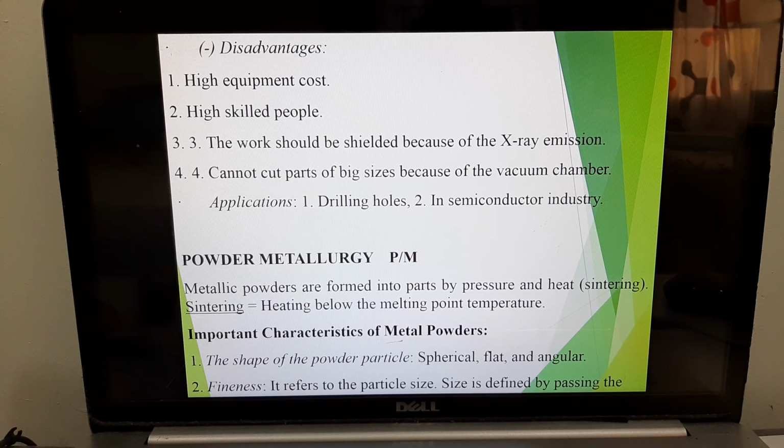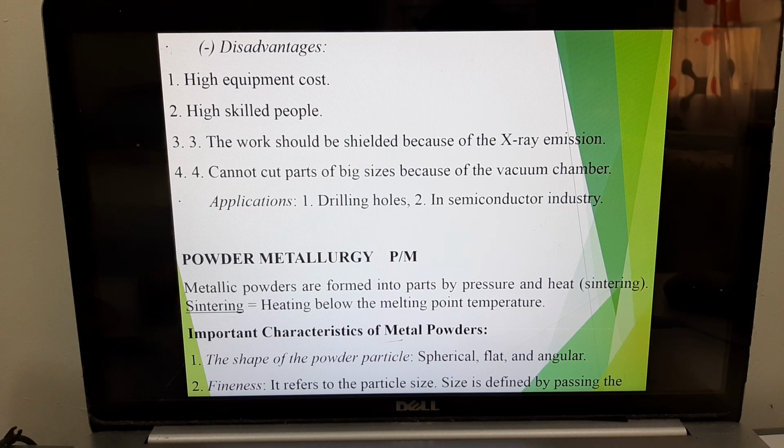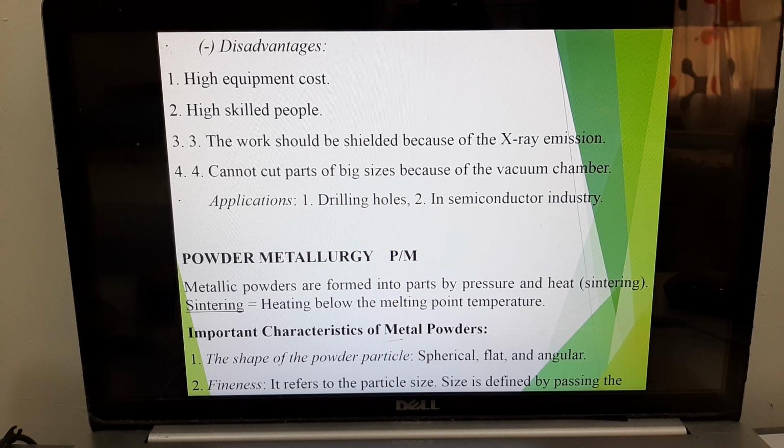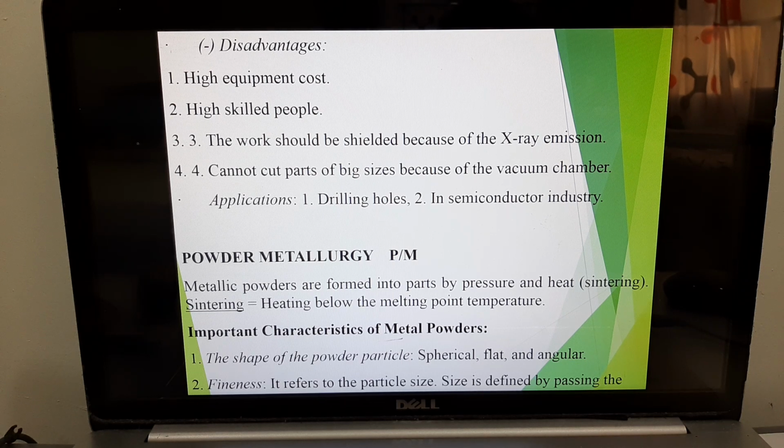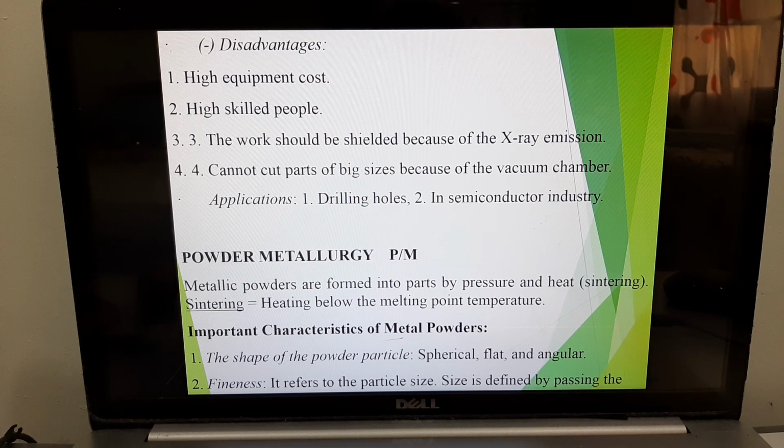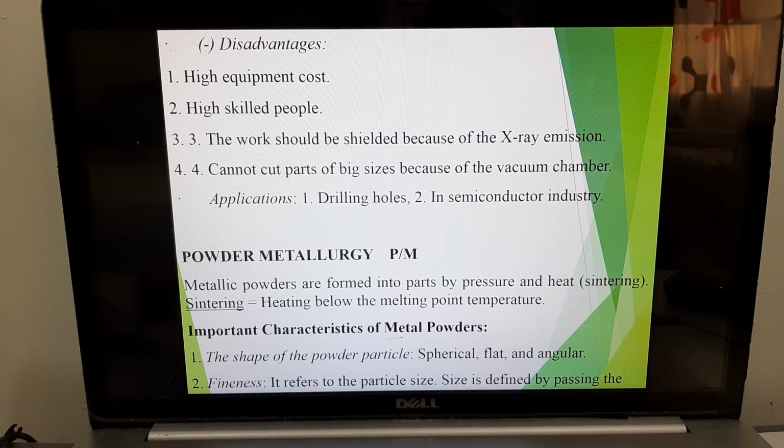Whereas in powder metallurgy, the raw material comes in the form of powder, not liquid. In hot working, the raw material comes in the form of semi-solid metal. In powder metallurgy, the raw material comes in the form of metallic powders, which are in the nanometer range. Metallic powders are formed into parts by pressure and heat, which is sintering. Sintering is heating below the melting point temperature.